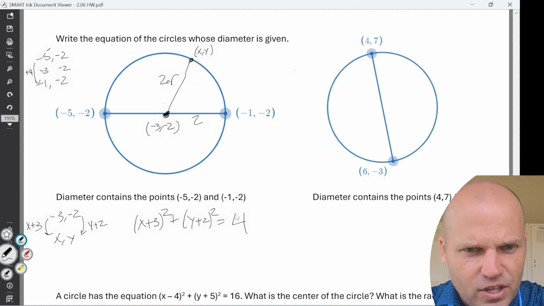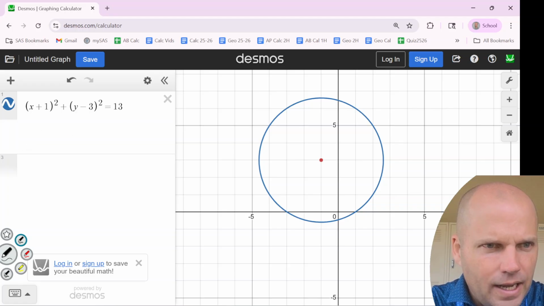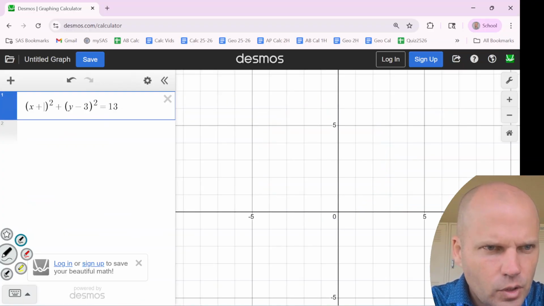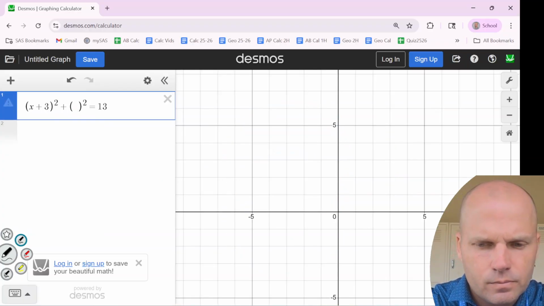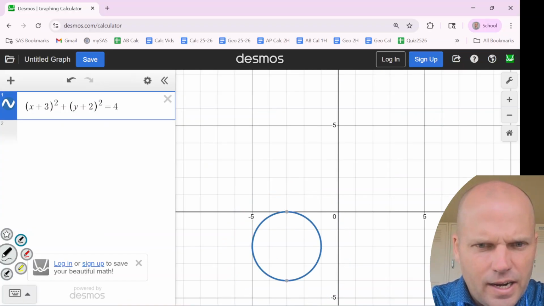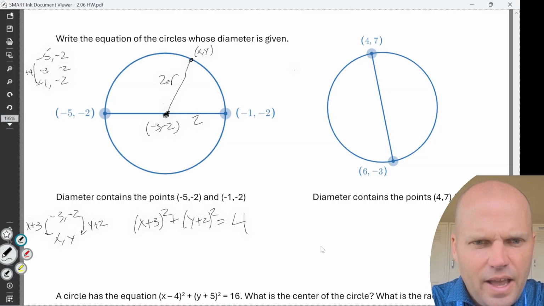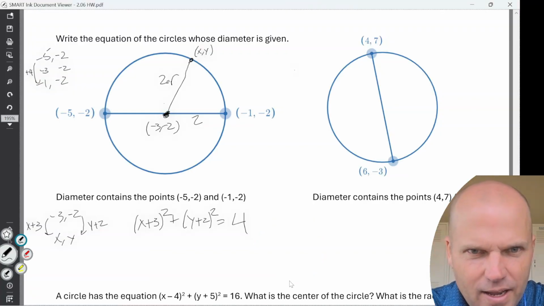Now I should graph this and make sure I have the points -5, -2, and -1, -2. So I got x plus 3 squared, I got y plus 2 squared, and I got 4. And I should see the points -5, -2, and the points -1, -2. And 2 other points that work, and we're good.